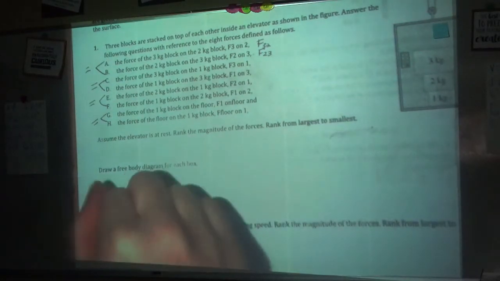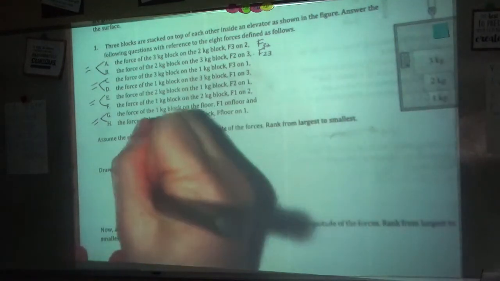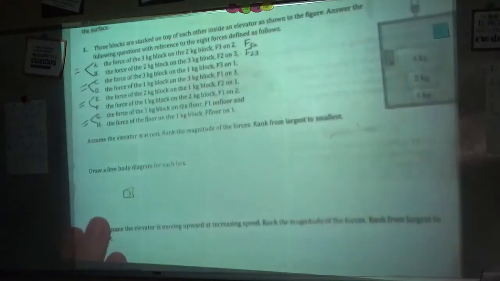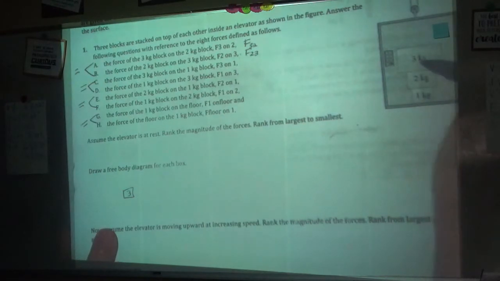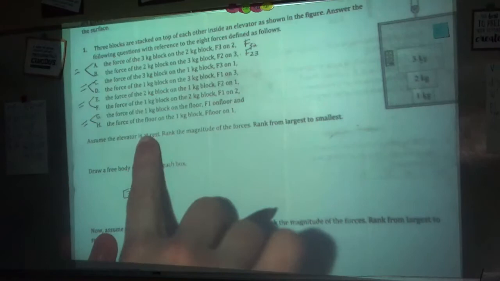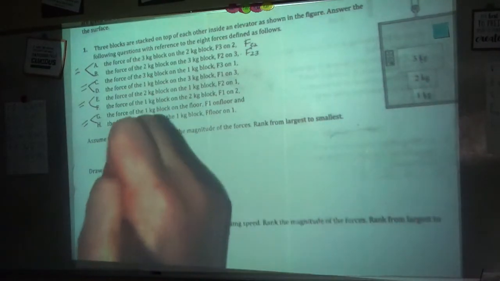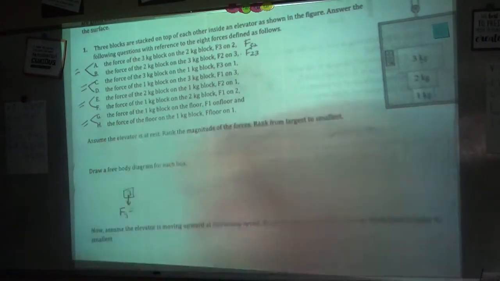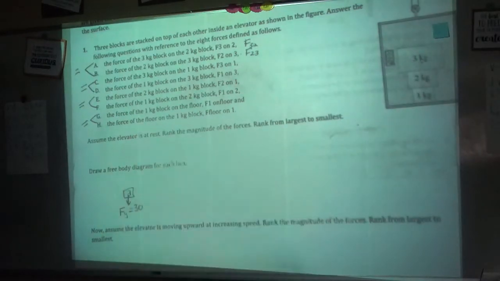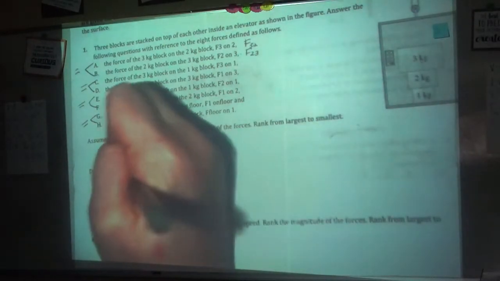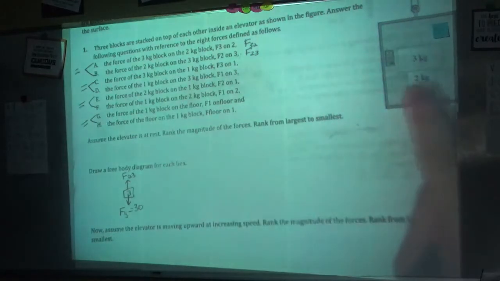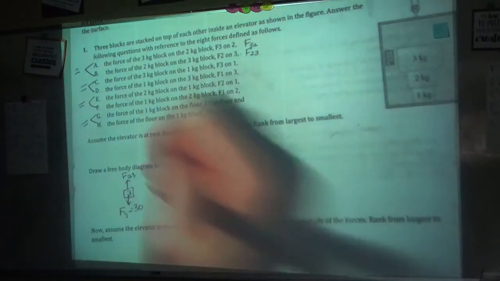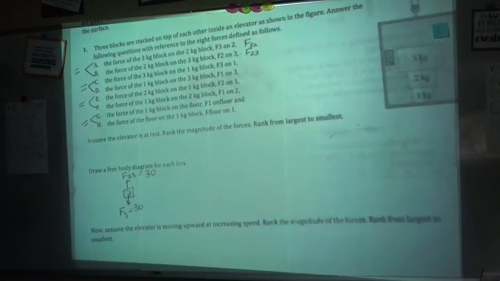So the easiest one to start with is the 3 kilogram box, because the only forces on the 3 kilogram box are the force of gravity and the force of box 2 holding it up. And it says that it is at rest, so I know my forces are going to be balanced. So I can find the force of gravity for just this box would be 3 times 10, so 30. And that means that the force of 2 on 3, the force of box 2 holding the 3 kilogram up, has to be 30, because again, they are balanced.